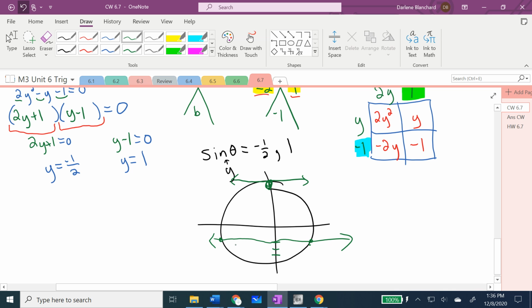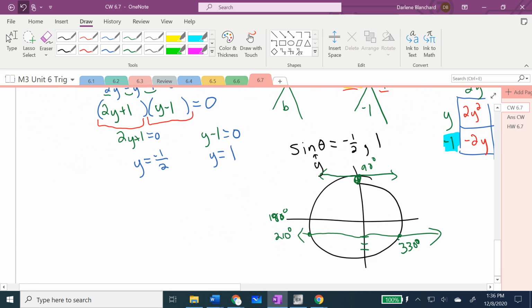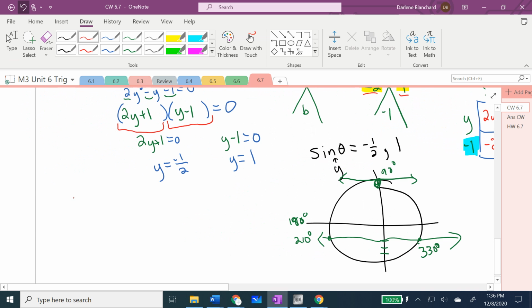For the y equals negative 1/2, that means that I am at 180 plus another 30 degrees, and then 360 minus 30 degrees. And over here, that's 90 degrees. There are 3 answers when I do one round around the unit circle.